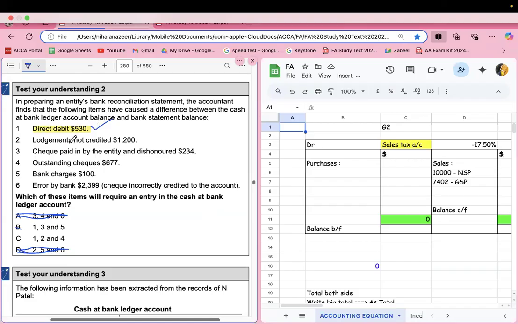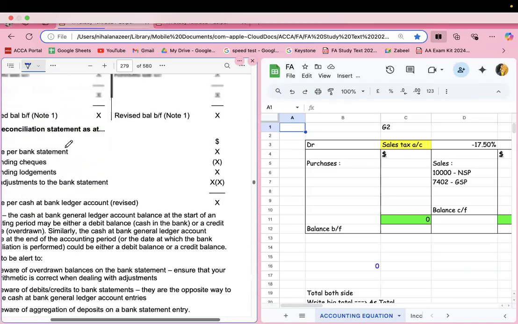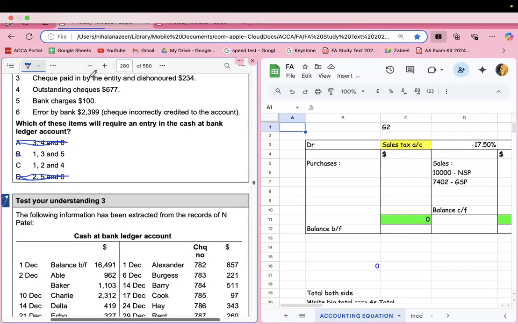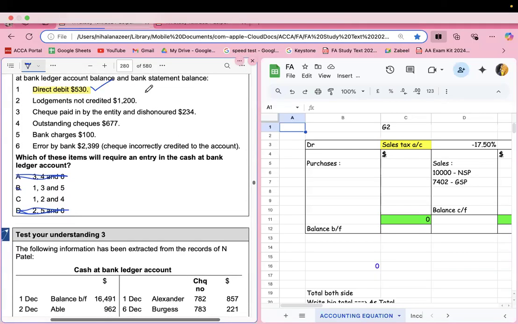Next is lodgements not credited to the bank account. When lodgements are not credited, it needs to be adjusted in the bank statement. We just studied that. So the second one is not there. Then you have already got your answer. Any answer which has the second one mentioned would also be wrong. Understood? So the answer is B.